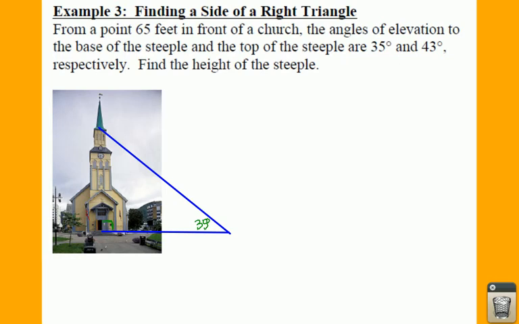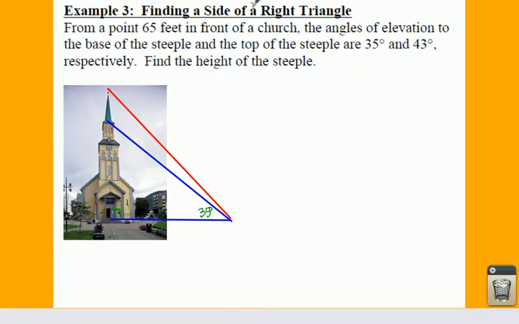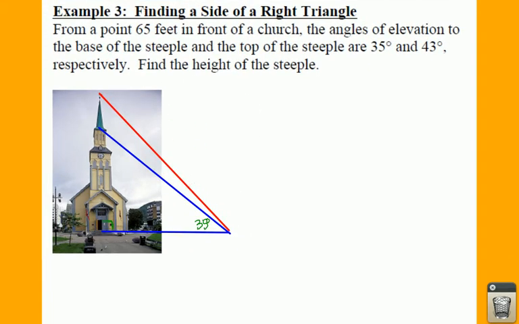And if we're going to the top of the steeple, then we need a different line. It's going to go from here to the bottom. So this angle then is going to end up being 43 degrees. This whole angle is 43 degrees. So in order to figure out what the height of our steeple is, we're actually going to find two different heights along the side here.